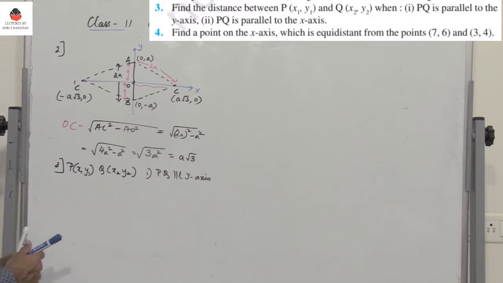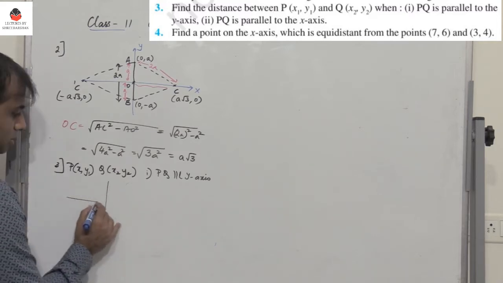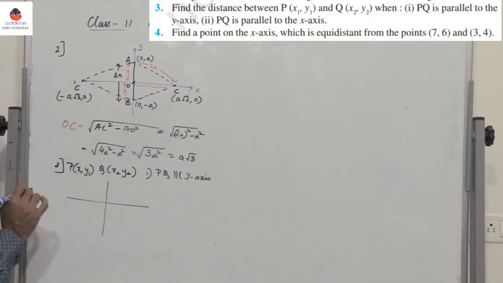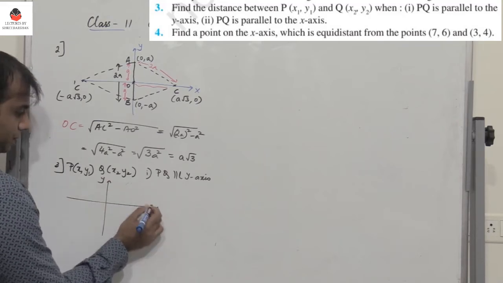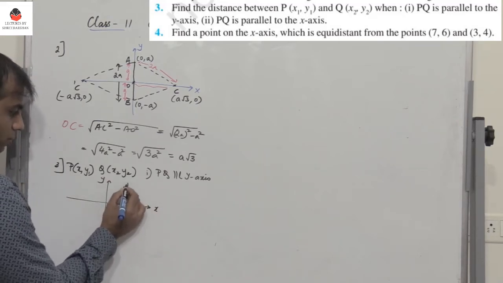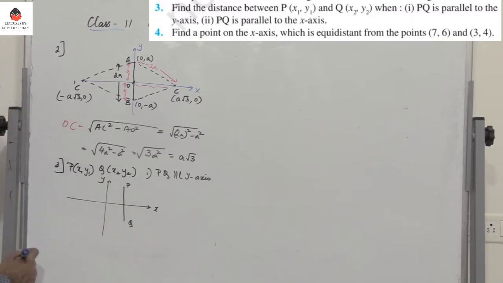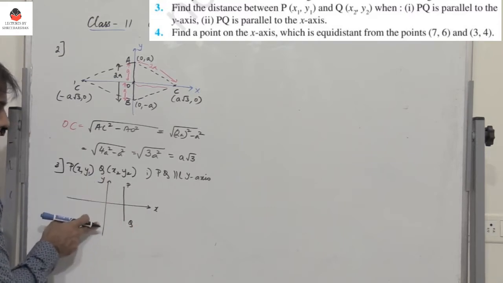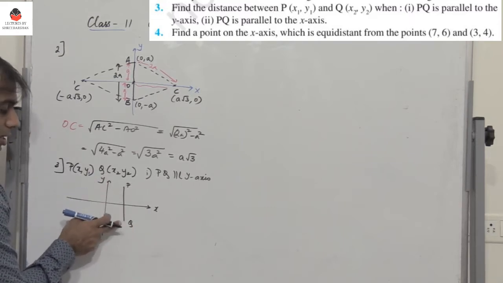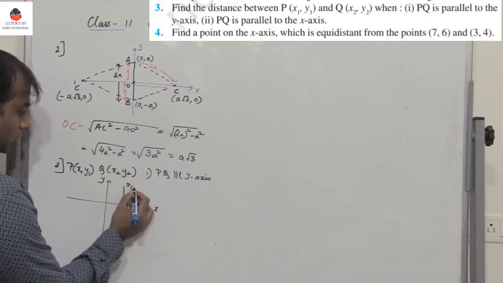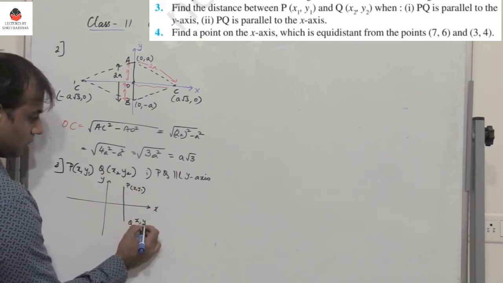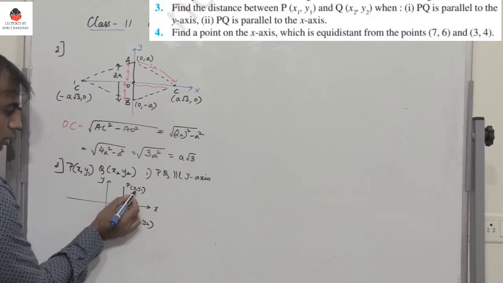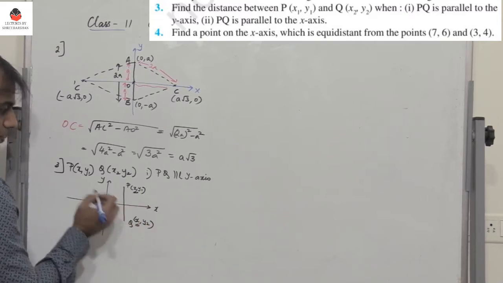Now observe, I have the xy axis. In the first case, PQ is parallel to the y-axis. So this is y and this is x. Let's say this is PQ, P and Q. When a line is parallel to the y-axis, it has the same x value, isn't it? So therefore let this be x comma y1, and this also will be x comma y2. So the value x remains the same.